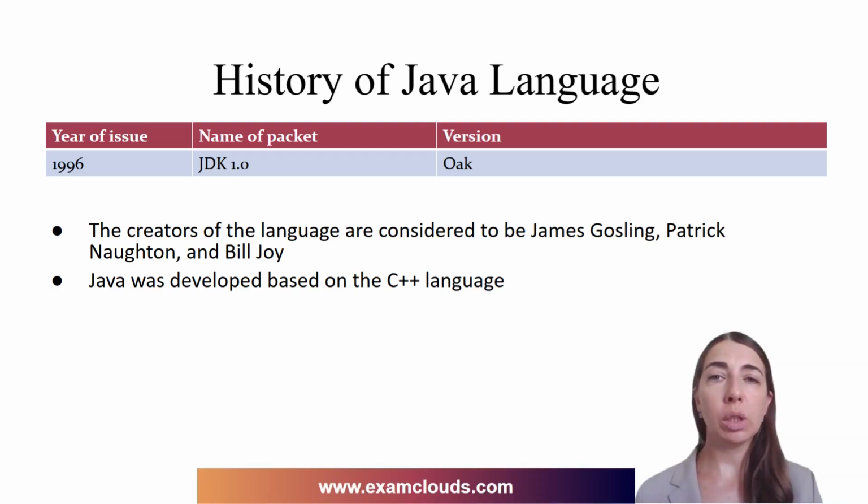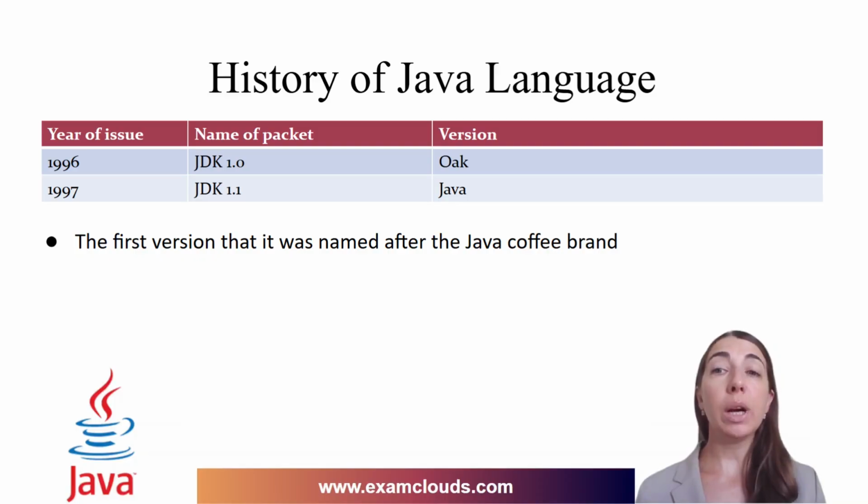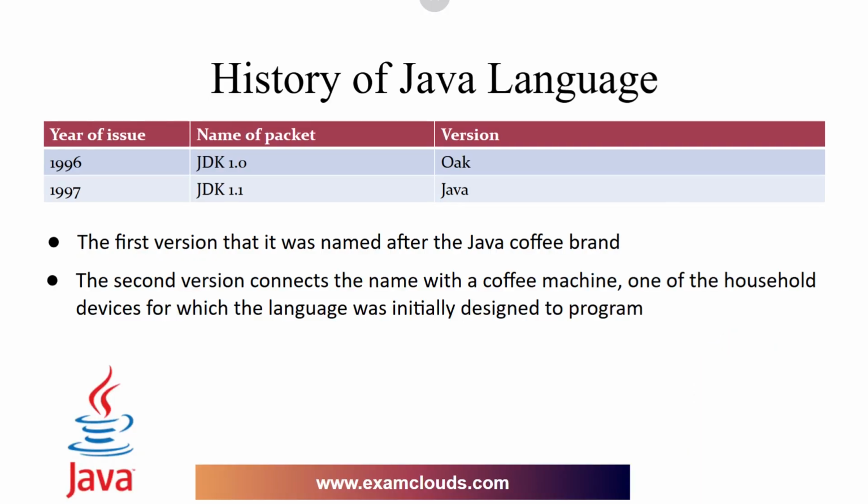In 1997, Oak was already renamed to Java. There are several versions regarding the origin of the language's name. The first version of the name, of course, is after the Java coffee brand, which in turn was named after the island of Java. And that's why the Java logo features a cup of coffee. The second version of the name relates to an allusion to a coffee machine, as an example of a household device the language was originally created to program.